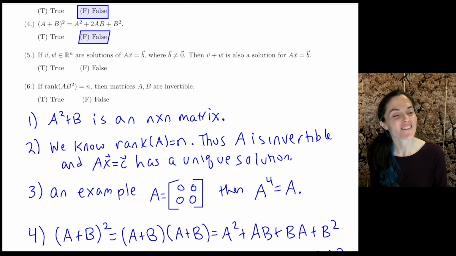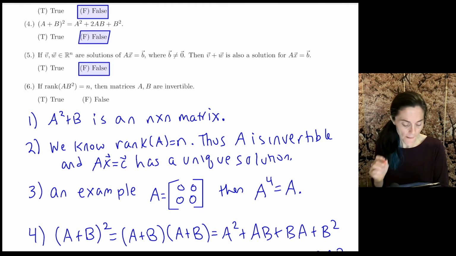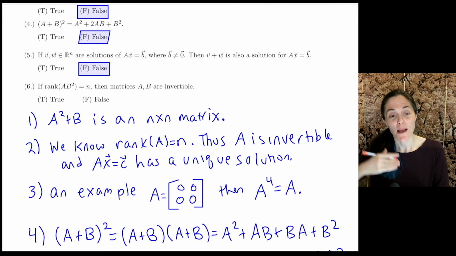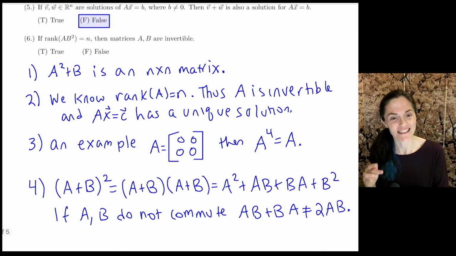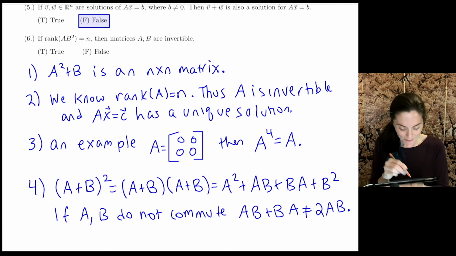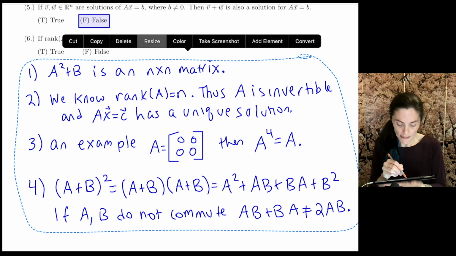Number 5, the fifth one: V and W in Rn are two solutions to Ax equals B, where B is a non-zero vector. The statement says V plus W is a solution, and we have to decide if it's true or false. This one is also false. Okay, so here are the hypotheses. I'm going to scroll up. Let's see if we can still see it. Oh, a little bit. Maybe I'll make this a little smaller so we can see the hypotheses as we write.